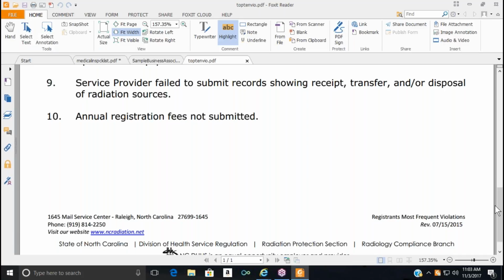That completes this portion of the class. The key word that you want to take away from the class is the word compliance. So compliance is the buzzword for this section of the class. And we are done.